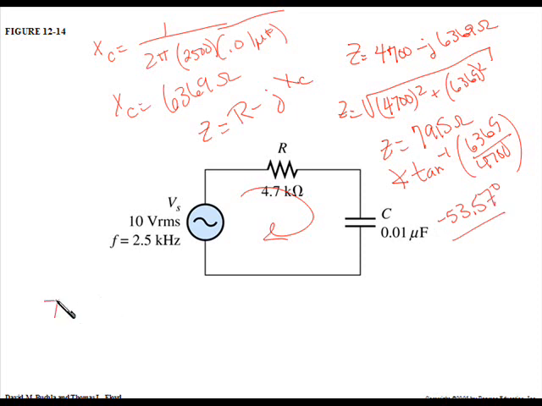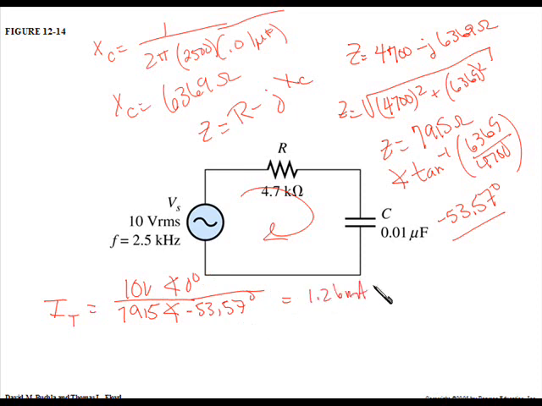Then to find total current, it's going to be 10 volts over 7915 at an angle of minus 53.57 degrees. This 10 volts is at an angle of 0 degrees. So 10 divided by 7915 comes out to 1.26 milliamps. And my angle is 0 minus a minus, so the current angle actually is positive.